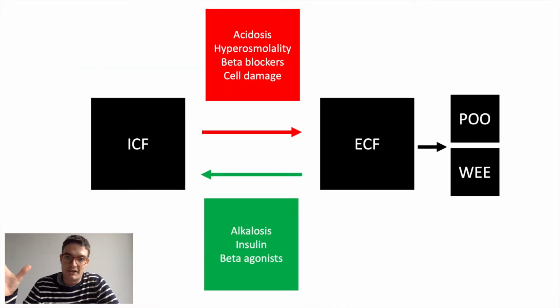So throughout this presentation, it's important to remember the basics of your physiology, and this really is the basics. This isn't physiology at its best, but remember that alkalosis, insulin, and beta agonists move potassium from the extracellular fluid into the intracellular spaces, and acidosis, hyposmolality, beta blockers, and cell damage move it from the intracellular to the extracellular spaces. From the extracellular spaces, potassium is excreted via both the stool and the urine.